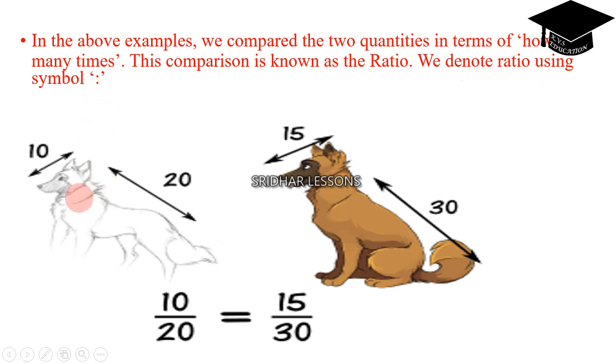For example, if you take this dog, its face is 10 units and its back is 20 units. If you compare the face with its back, it is 10 by 20. Similarly, for one more dog, its face is 15 units and its back is 30 units. If you compare, 10 by 20 is equal to 15 by 30. A ratio is, in other words, a comparison of quantities. Please keep that in your mind.